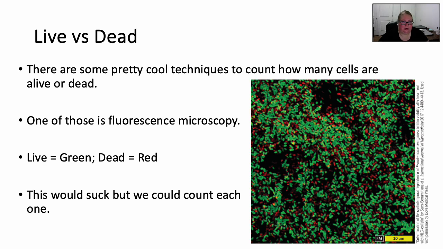Okay, so how do we know how many are living versus dead? Well, we're going to use fluorescent microscopy. We are going to use that specific antibody, and we're going to stain living cells one color and the dead another. We've seen this a few times. So green means alive, red means dead. So we could get a direct method of counting by literally looking at what's underneath the microscope. We could literally sit here and count each red one and each green one. It would suck, but we could do it.